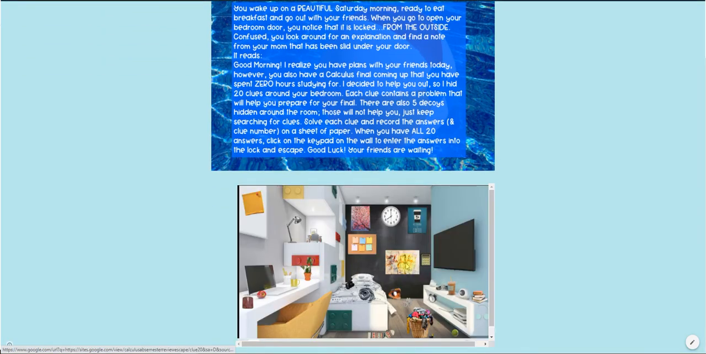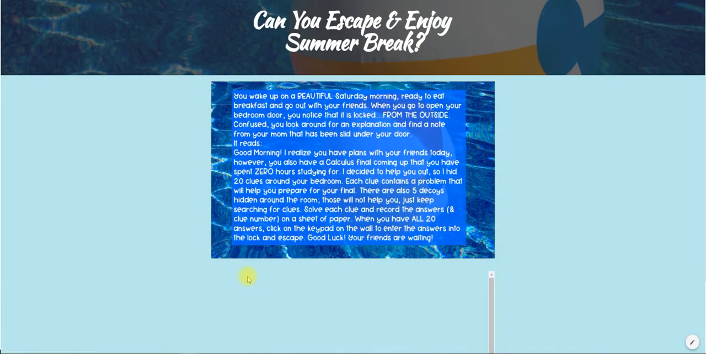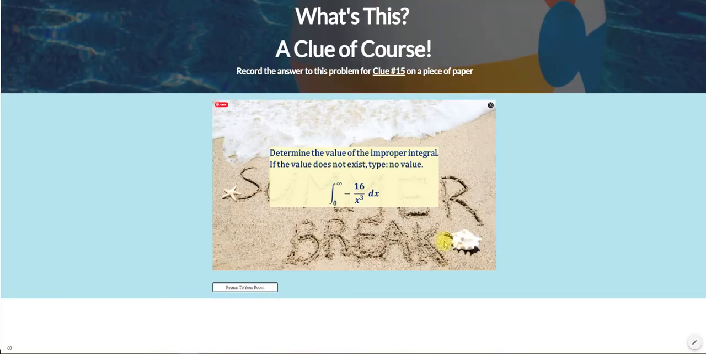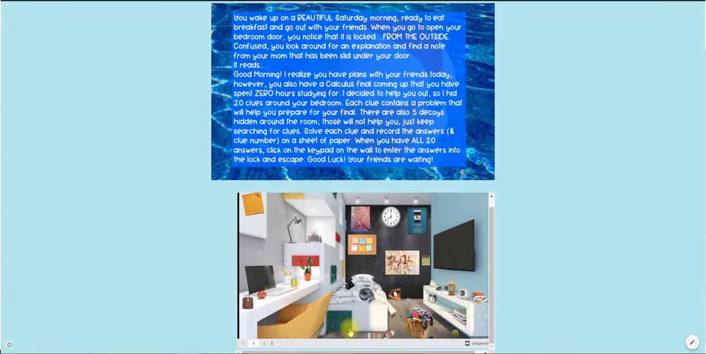So they'll keep clicking on items, finding clues. Some will be multiple choice. They will have to write the multiple choice answer as the capital letter corresponding to the answer. This one says right here, when you're going to solve this improper integral, if you happen to find that the value does not exist, you will type no value. So they need to be very particular and pay attention to how it asks them to fill those in.